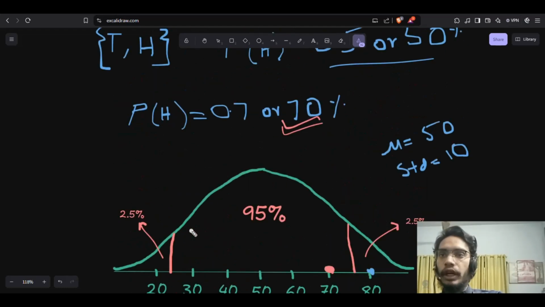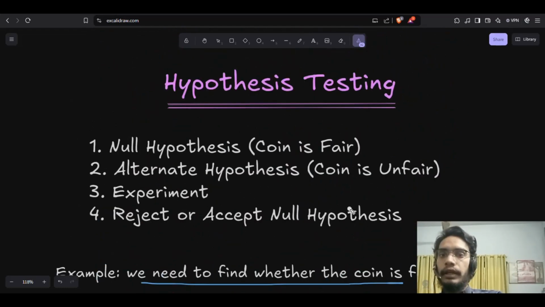So this is how hypothesis testing is done here, and I hope you understand this whole concept of hypothesis testing.